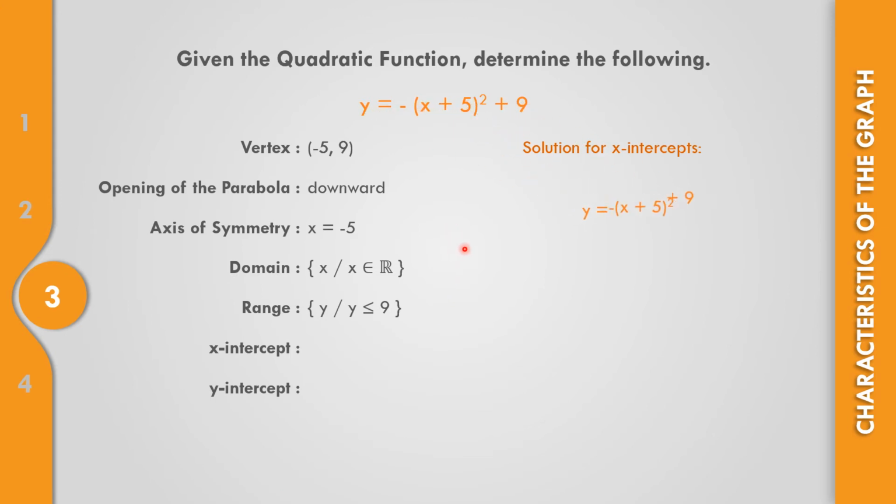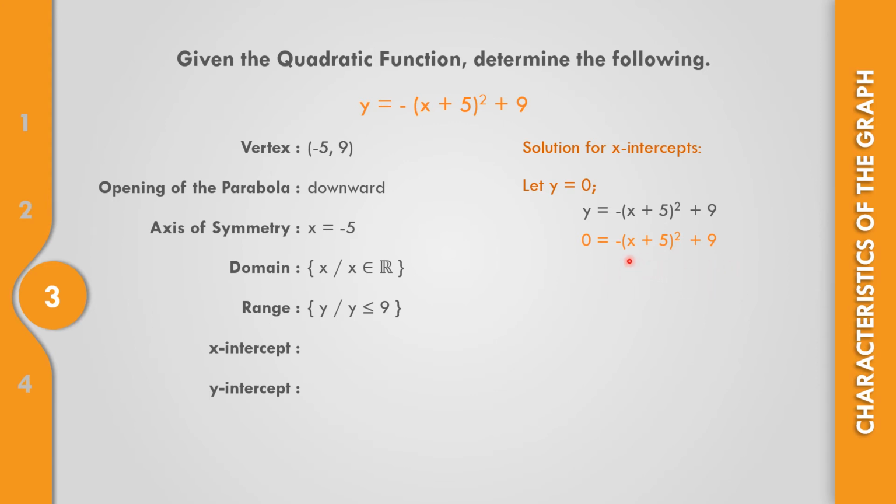The equation y equals negative the quantity x plus 5 squared plus 9. So first, we need to replace the value of y by 0 to identify the x-intercept. So that becomes 0 equals negative the quantity x plus 5 squared plus 9. Afterwards, as you can see, based on the given, we may solve using factoring, extracting the square root, quadratic formula, or completing the square. So we may use extracting the square root based on the given.